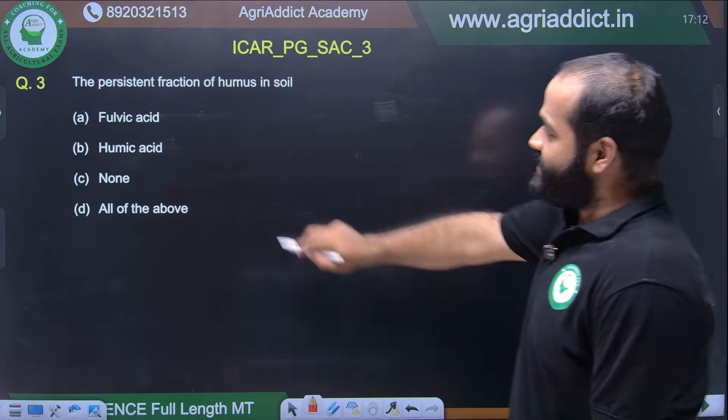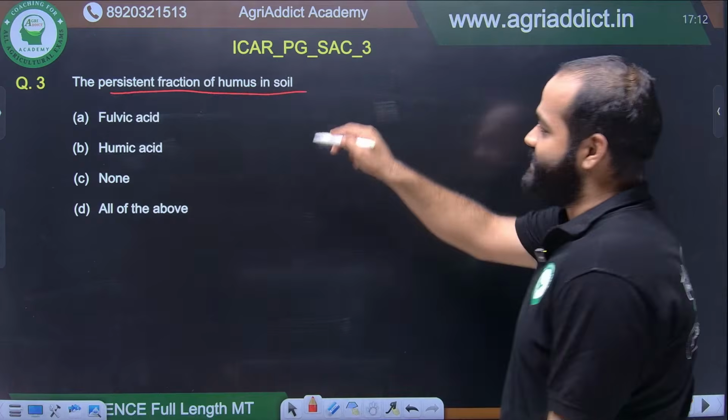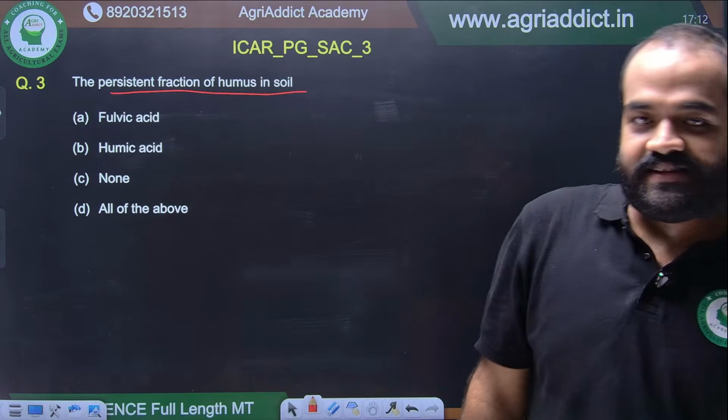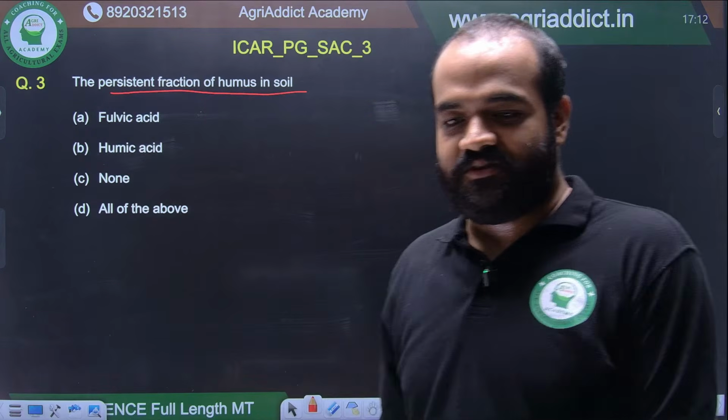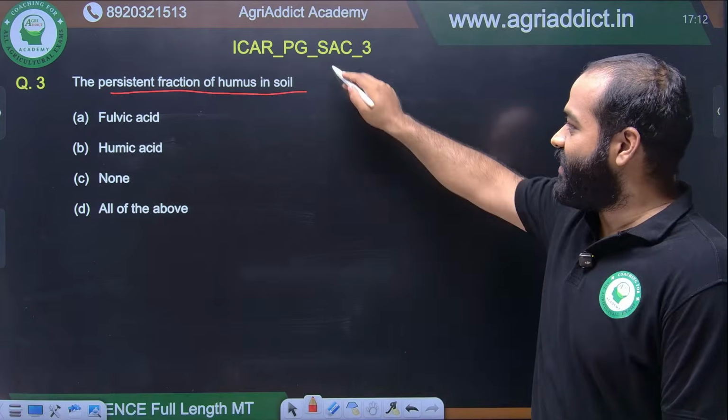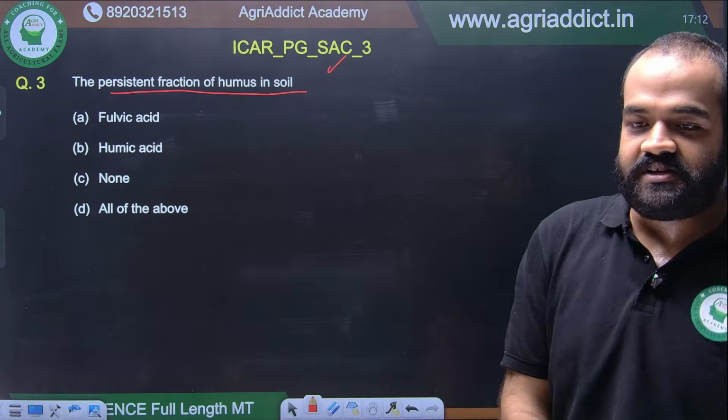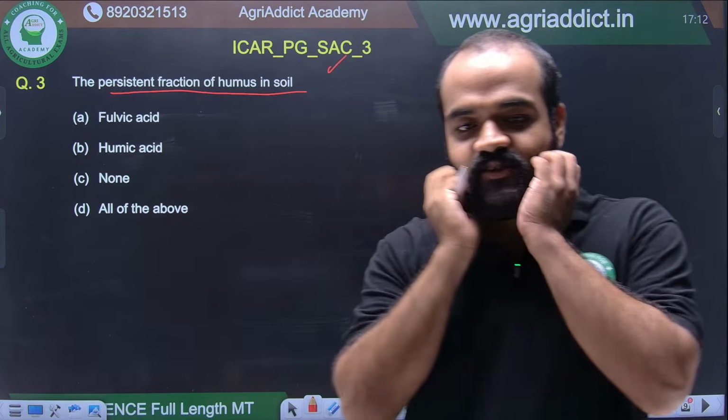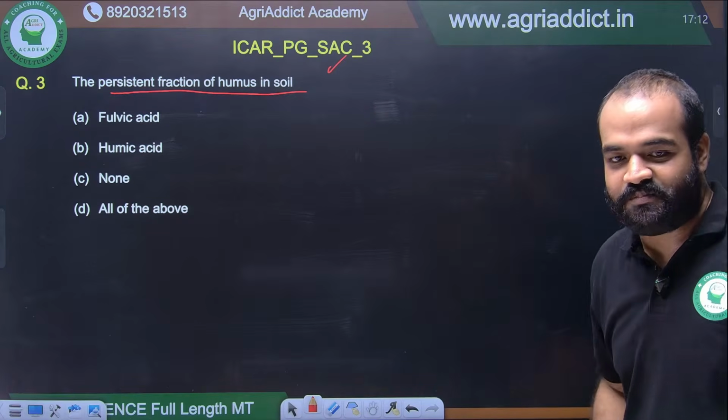So the persistent fraction of humus in soil is, this set is very nice. I think you guys will like this set. So what is the persistent fraction of humus in soil? Is it fulvic acid, is it humic acid, is it none, or is it both, all of the above?